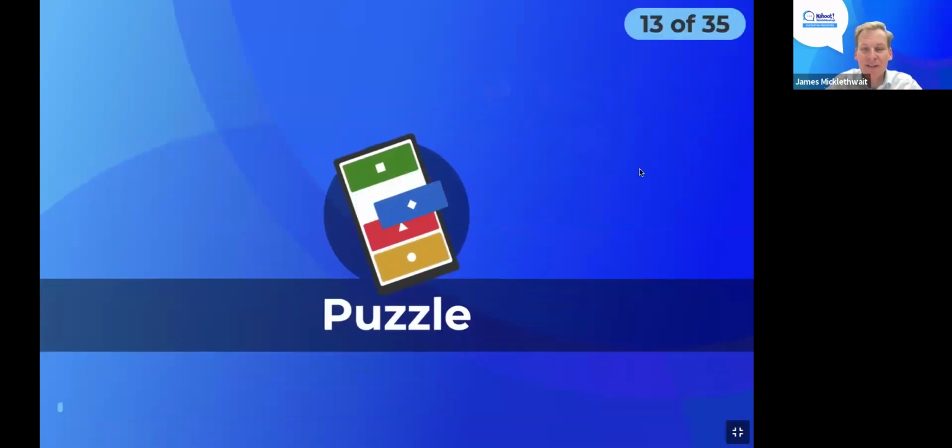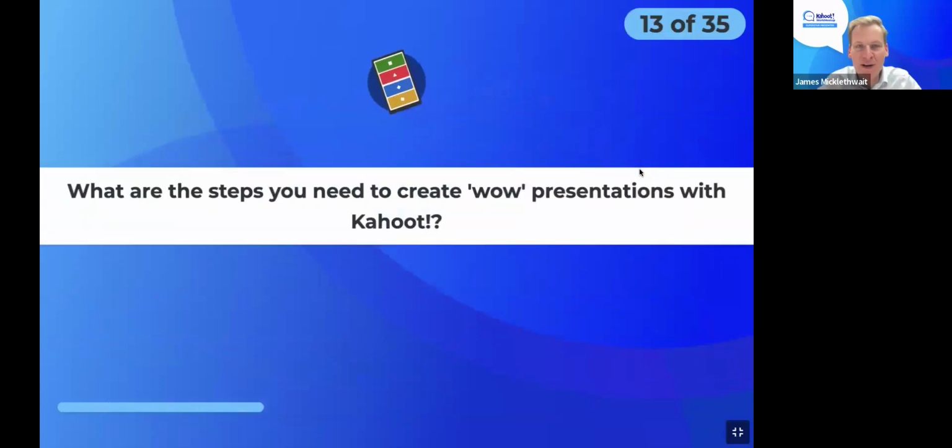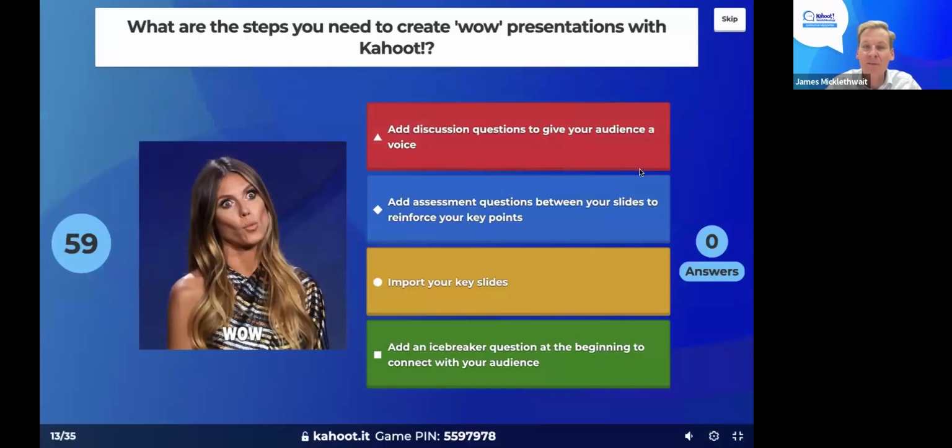So I'm going to demonstrate this very simple. It's a 1, 2, 3, 4 step process, super simple, using our puzzle feature, which is great for processes if you haven't come across it before. So I'd now ask you to put these steps in the right order, with the first one at the top and then finishing at the bottom, for how you think, if you don't know already, you would make your existing presentation slides more impactful using Kahoot.